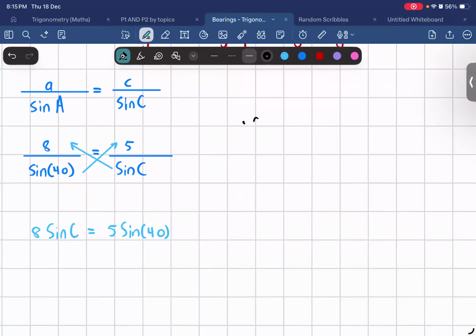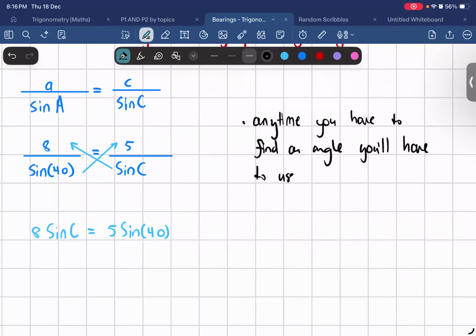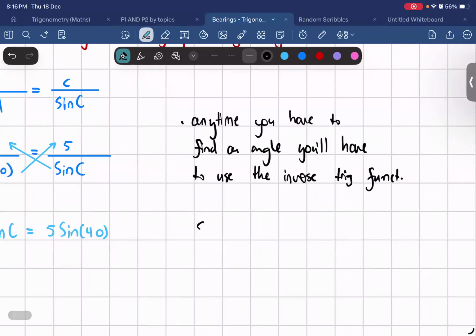Now, anytime you have to find an angle, you'll have to use the inverse trig functions. And what do I mean by the inverse trig functions? Well, I'm talking about sine inverse, cos inverse, and tan inverse.